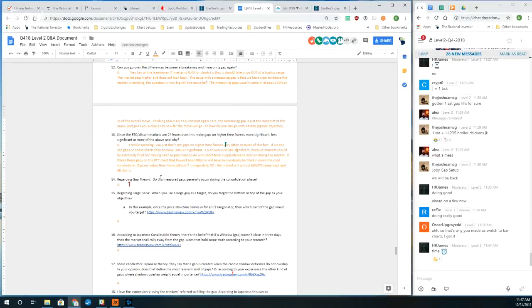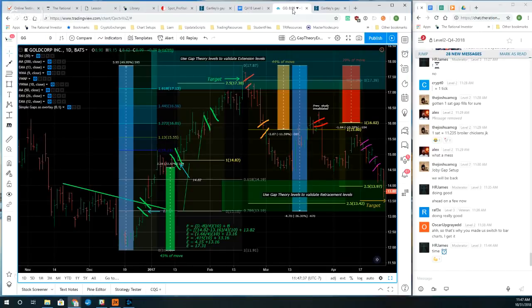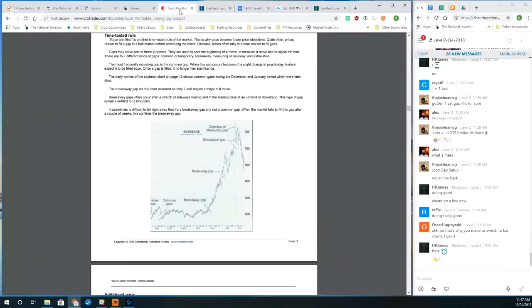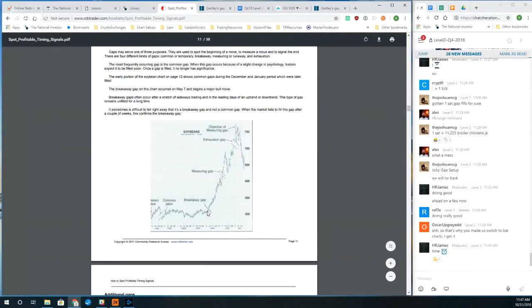Okay, regarding gap theory, do the measuring gaps generally occur during the consolidation phase? Well, technically, they should happen following the consolidation phase, kind of like our Gold Corp here, where you can see we had an initial burst higher, we had our breakaway gap, then we had to have a consolidation period. It's after the consolidation period is done, then the measuring gap will kick in. So here, for example, and this really wasn't much of one, but we had a big move up, and then we had this consolidation period. Then the market gaps violently higher. Now, the interesting thing about this measuring gap they have here is if the market had come back down and actually filled this gap in, then that would have negated this as a measuring gap.